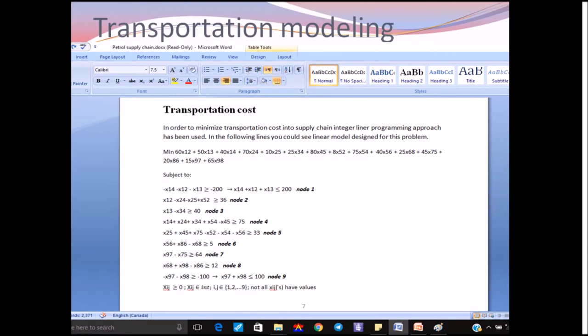Our objective function is proportional to the distance between nodes, and for writing the constraint for each node, we need to subtract outflow from inflow and put the expression greater than or equal to demand. Each decision variable must be an integer and greater than or equal to zero.